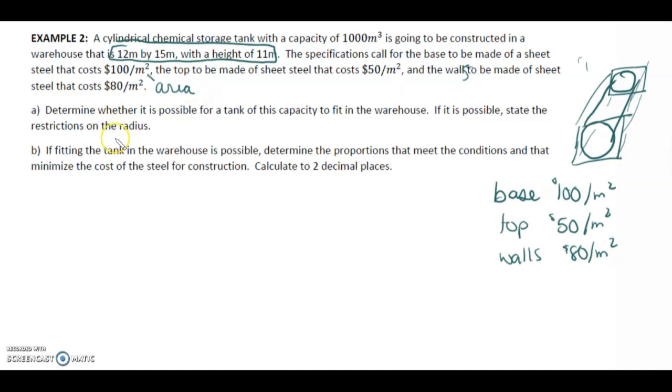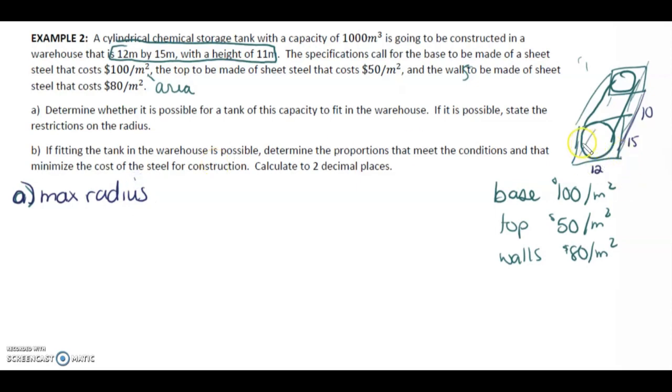A: determine whether it's possible for a tank of this capacity to fit in the warehouse. If it's possible, state the restrictions on the radius. For A, when we talk about the rectangular prism, we're thinking 12 by 15, and then the full length of it is 10. Now let's talk about the max radius.